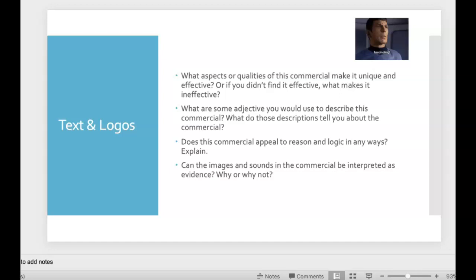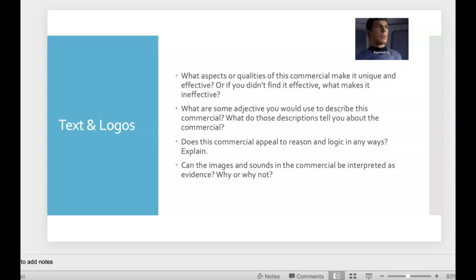The next question says, does the commercial appeal to reason and logic in any ways? So the logical statement that Google's making here is, if you want to have this really cool thing for your family, use our products. But it can also be, if you really want to have all of these tools at your fingertips, use Google. We provide it all to you. So I think the logic there is really, use Google. It's easy. Look, you can see how easy it is, and it's right at your fingertips.